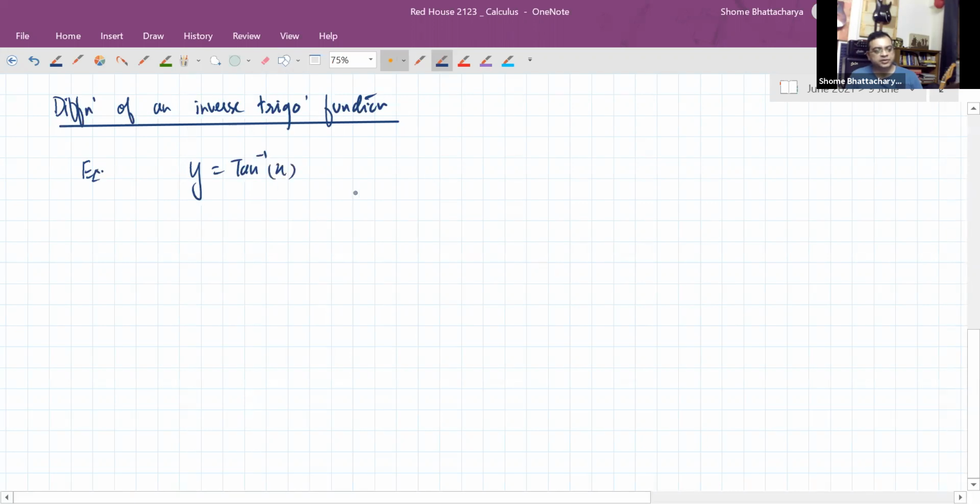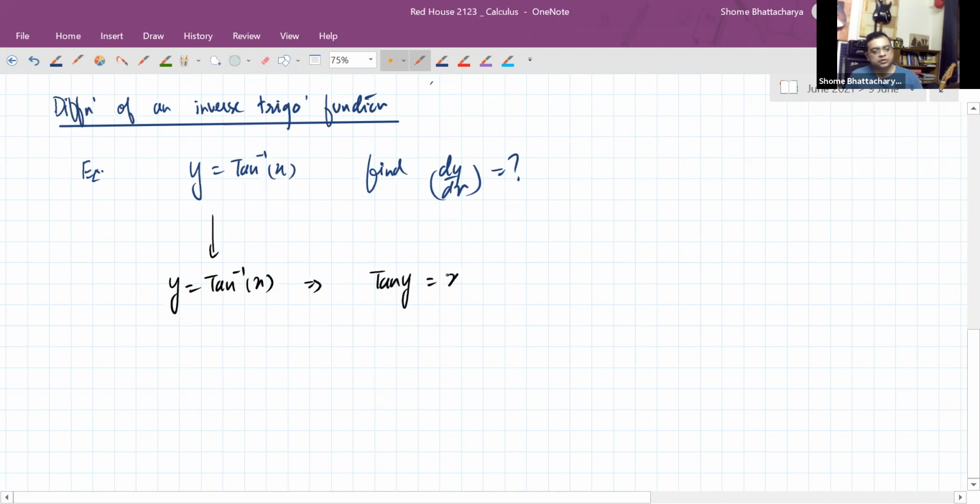So let's start with our basic example, tan inverse x. So we want to find dy by dx. So what we can do here is to use chain rule. We can say that y equal to tan inverse of x implies that tan y is equal to x. So further it implies that differentiation of the left hand side with respect to x is equal to differentiation of the right hand side with respect to x.